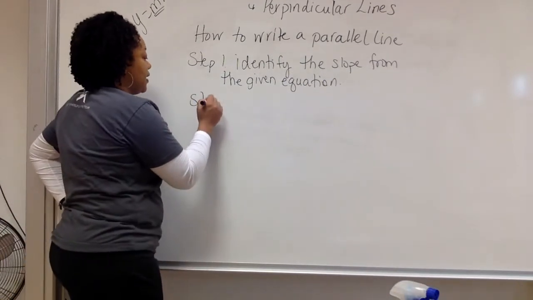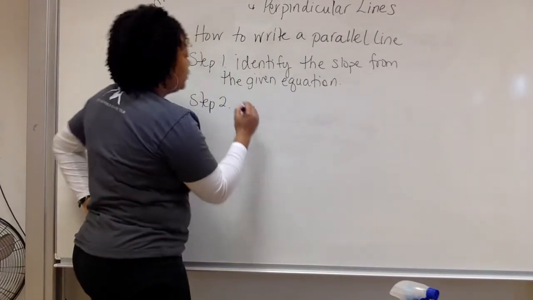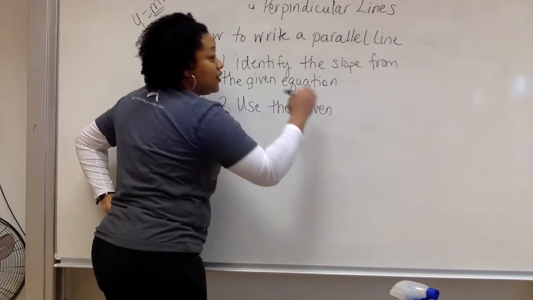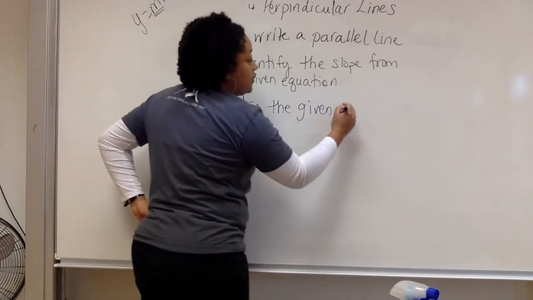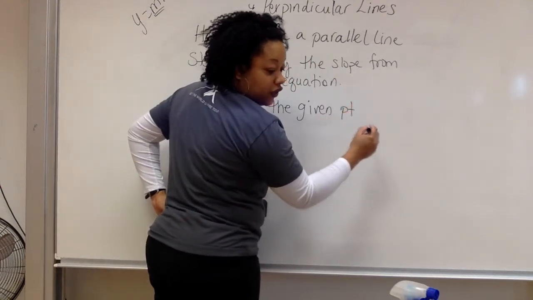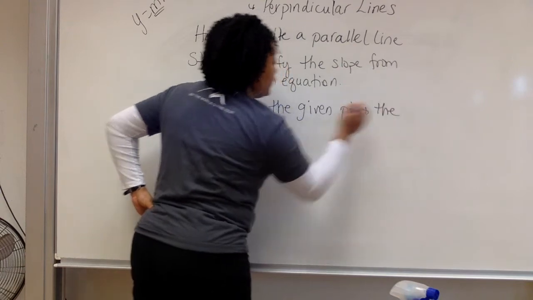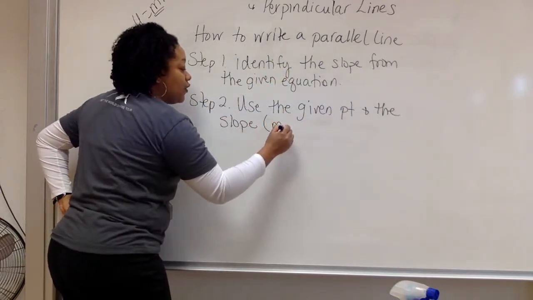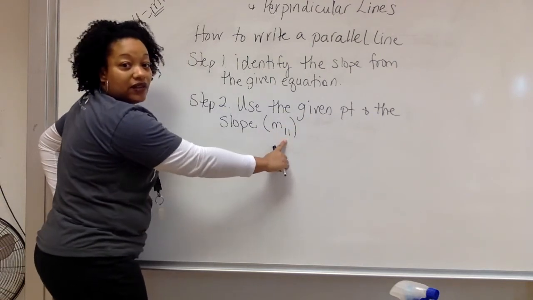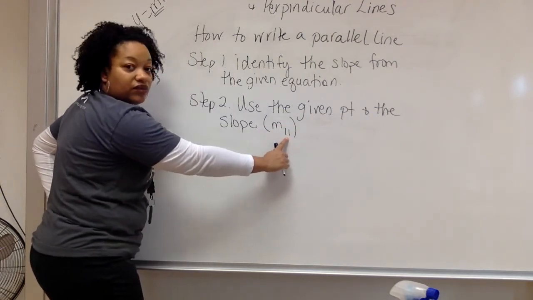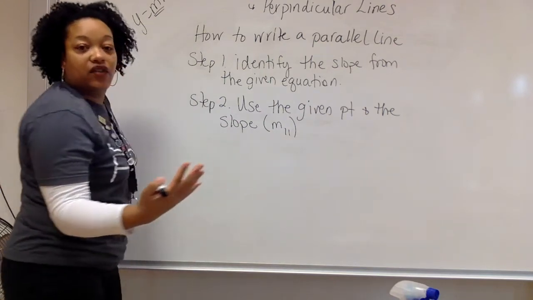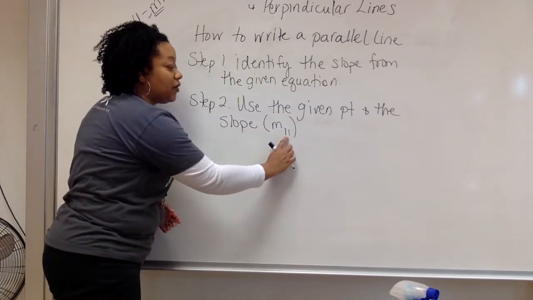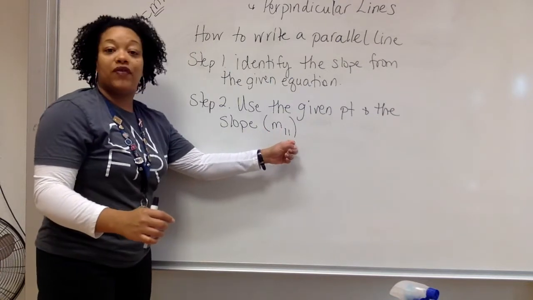Then, for your second step, you're going to use the given point, because they got to give you a point on the parallel line. Use the given point and the slope. And since we're talking about parallel lines, we'll call that slope m parallel. These little sticks right here, that's your geometric symbol for parallel lines, or like two little bitty parallel lines. So this is the slope of the parallel line.